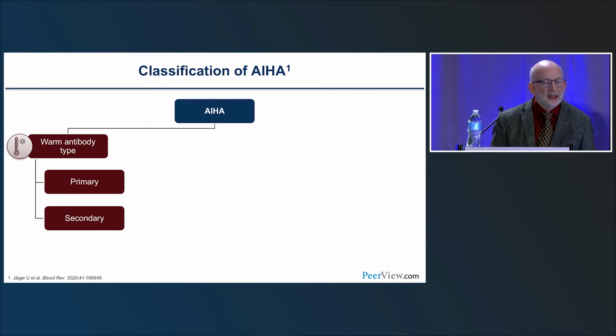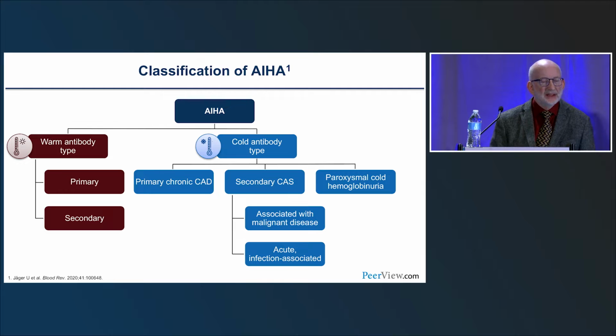So, classification of autoimmune hemolytic anemia. First, we have the warm antibody type, or WAIHA, which can be primary or secondary. Second, we have the cold antibody types. And a cold antibody autoimmune hemolytic anemia is not synonymous with cold agglutinin disease.